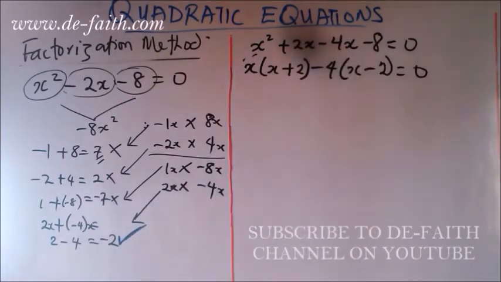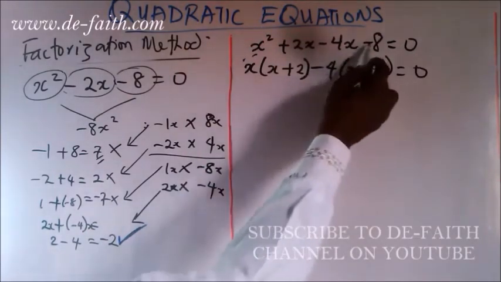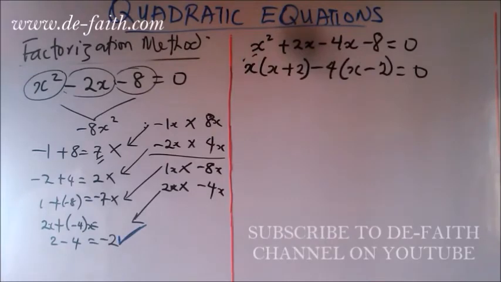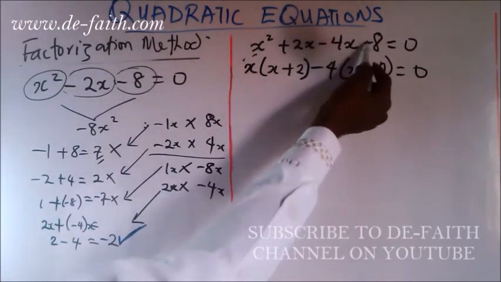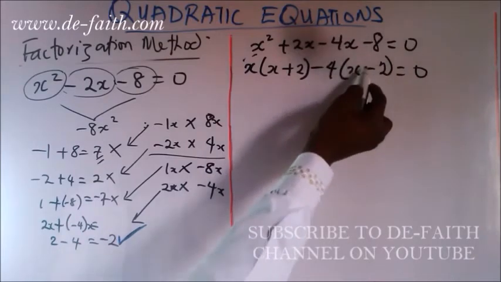That's 2. Now we need to be careful with this. Because we have put minus here, which is wrong. Because minus into minus here will not give us minus.